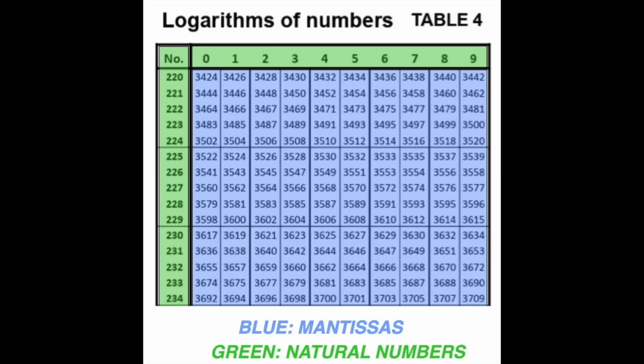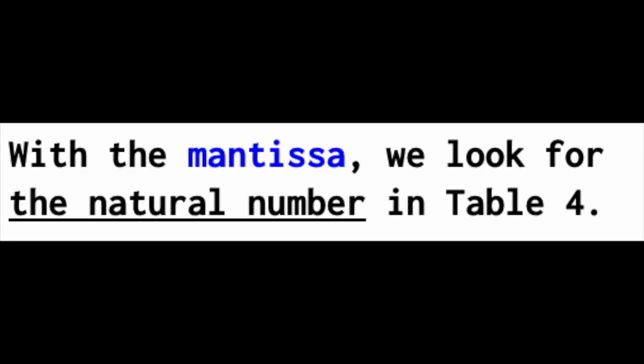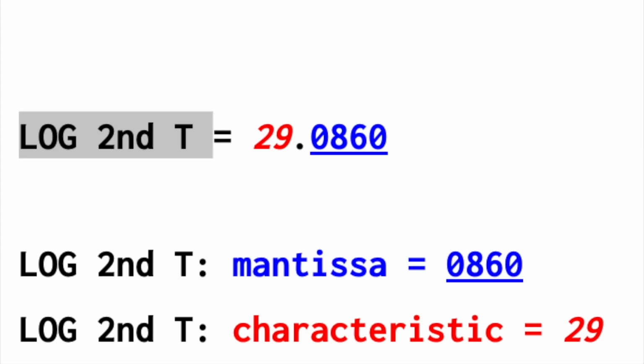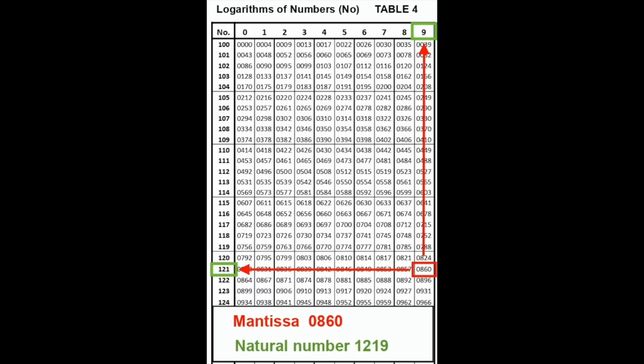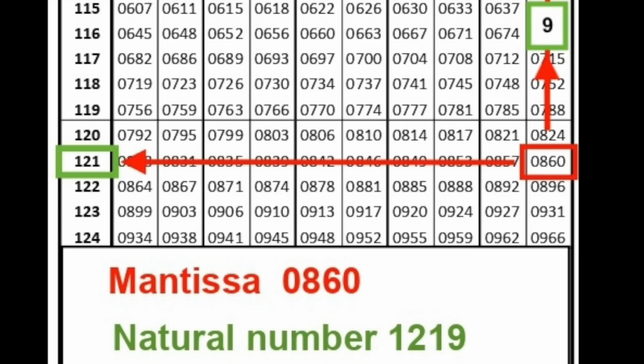In Table 4 of the Easy Sextant Logarithm Tables, you first locate the mantissa in the blue section. Once the mantissa has been found, you read the corresponding natural whole number shown in the green section. At this stage, the decimal point has not yet been placed. To obtain the correct value of the second term, the decimal point must be inserted in the natural number. This is done by using the characteristic of the logarithm, as explained later.